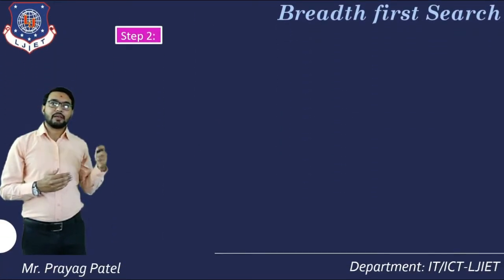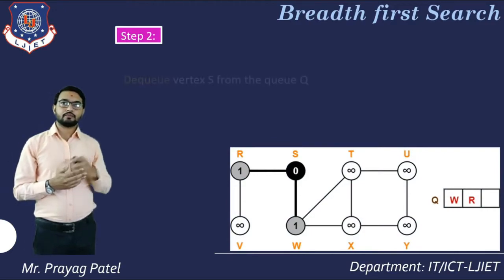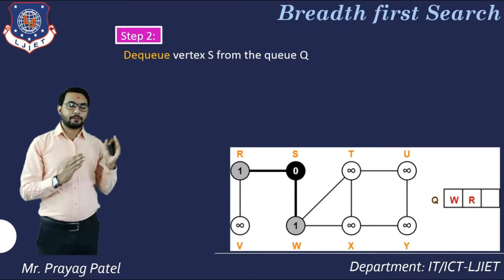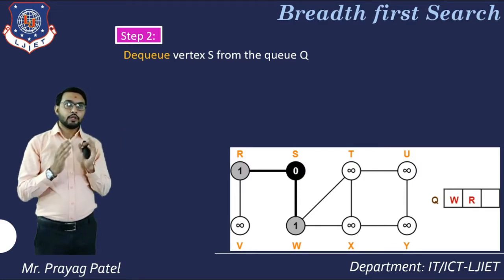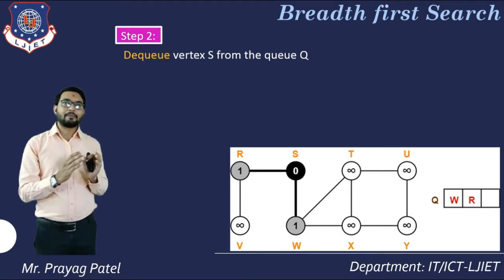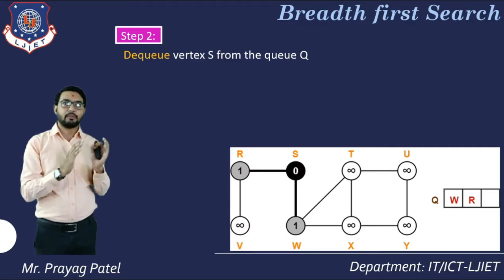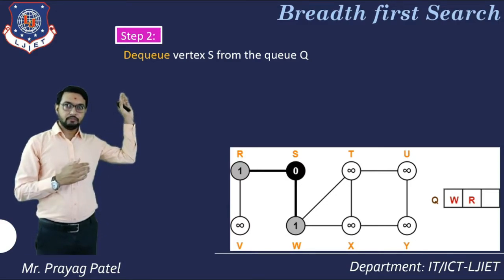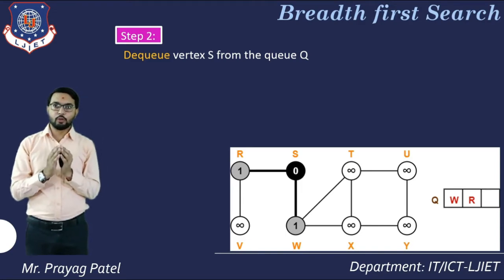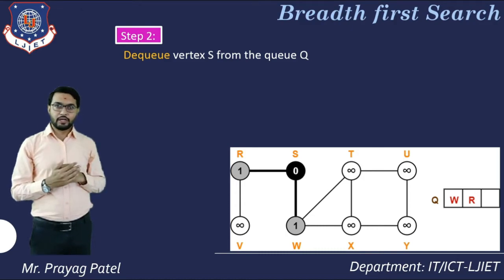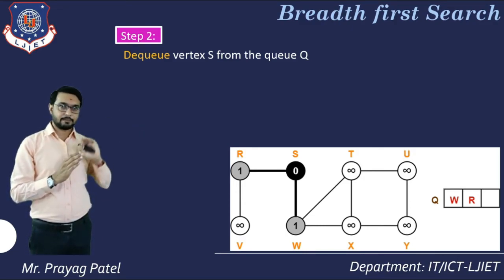Okay. Now consider step number 2. In step number 2, the first step is to DQ vertex S from the Q. So when we insert the element S in a Q, then we remove the first node. Here the DQ operation means delete from the Q. Remember this operation: DQ means delete from the Q. So here we delete the first node in the Q. There is only one node in the Q, S, so we remove S from the Q.